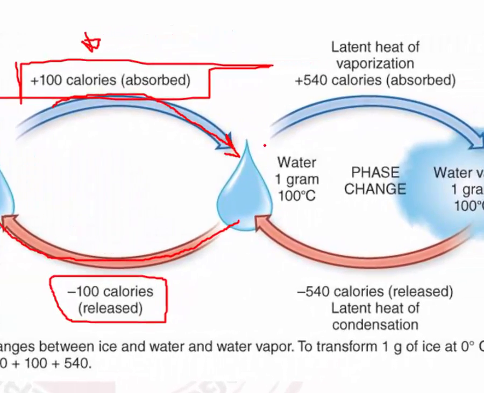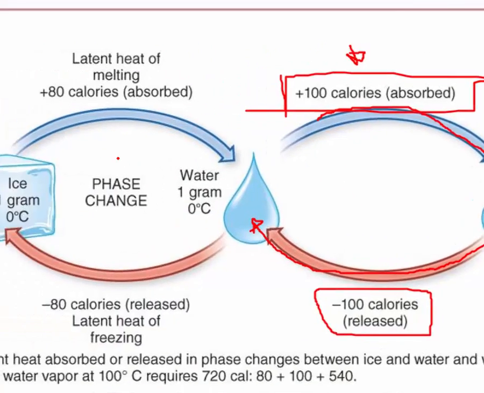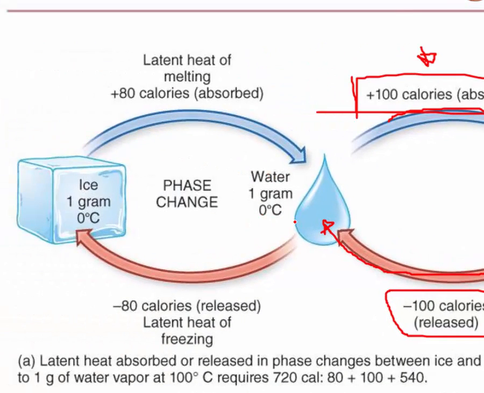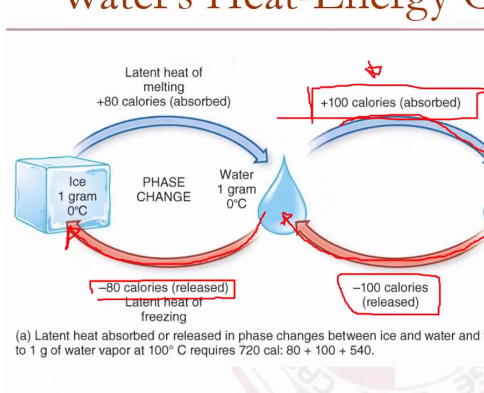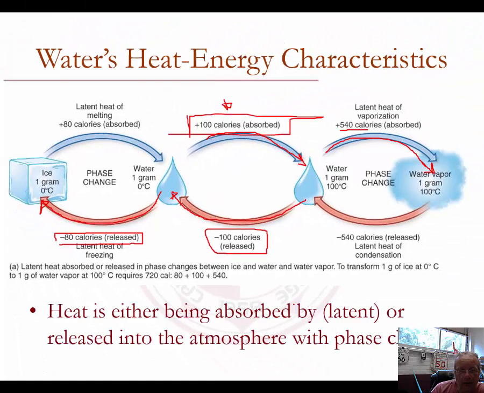To get water from 100 degrees to vaporize, it's 540 calories, and then for it to go from 0 degrees all the way through the phase change to ice, it has to lose 80 calories of heat into the atmosphere. So keep all of this in mind, because it helps you understand what's going on out in the atmosphere.